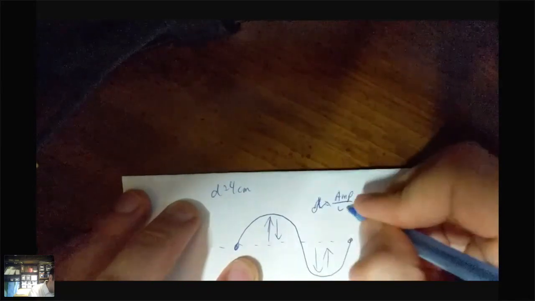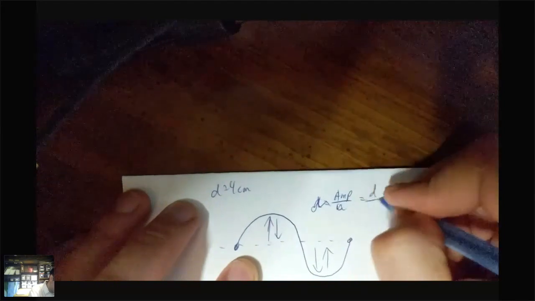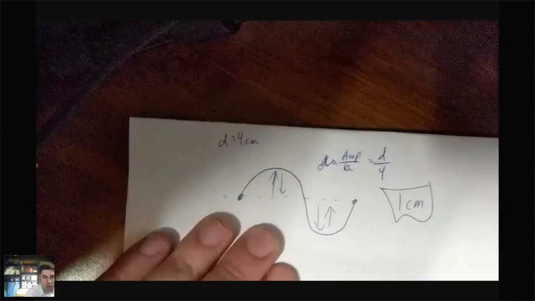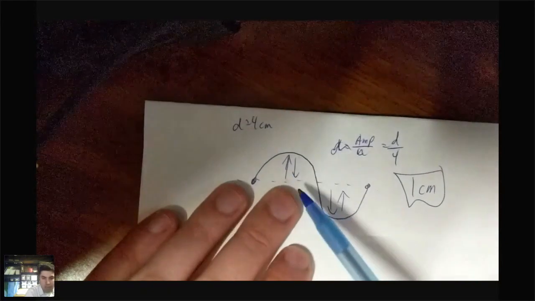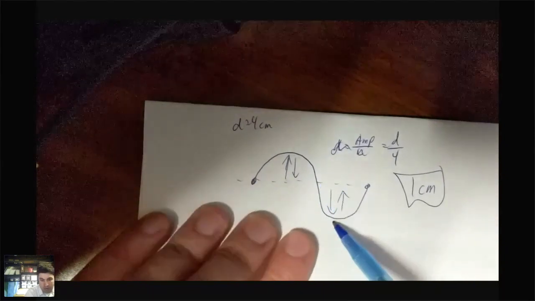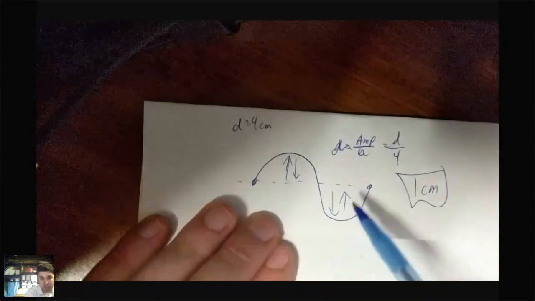Sorry, the amplitude is the distance traveled over 4. So my amplitude here is 1 centimeter. We went up 1 centimeter, then we came back down 1 centimeter, so we've gone 2 so far. Then we went down 1 centimeter, so there's 3, and then back up 1 more to get 4.